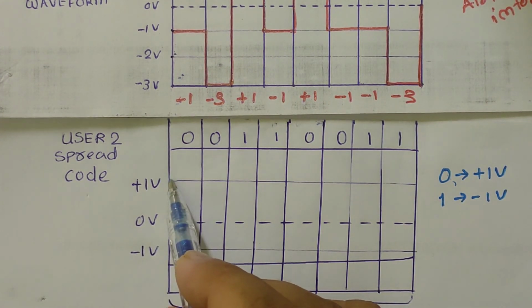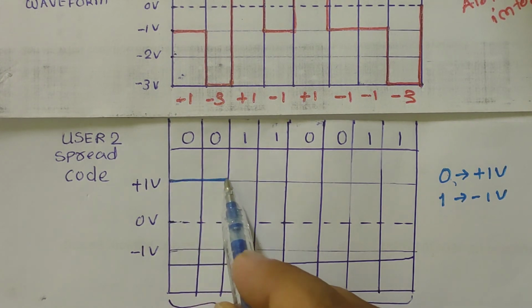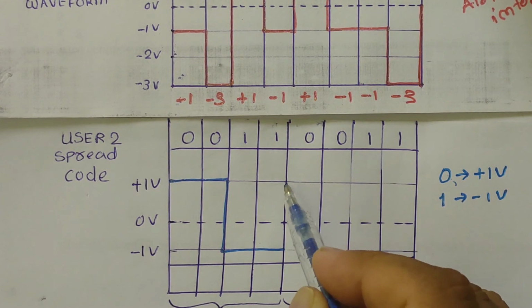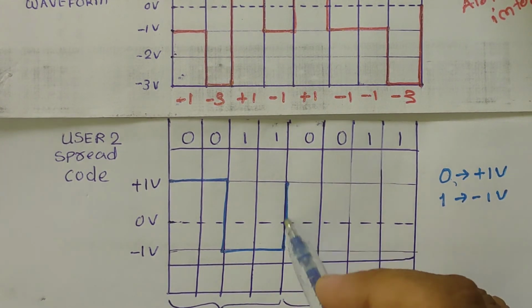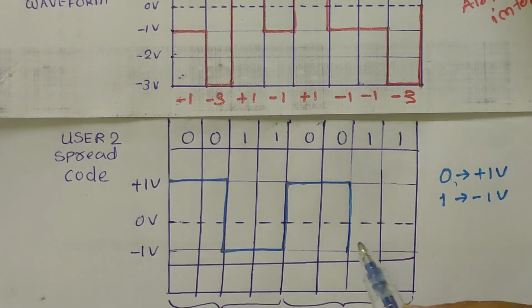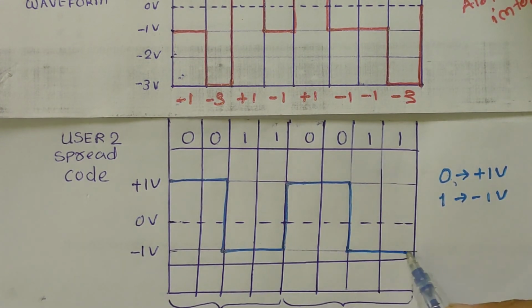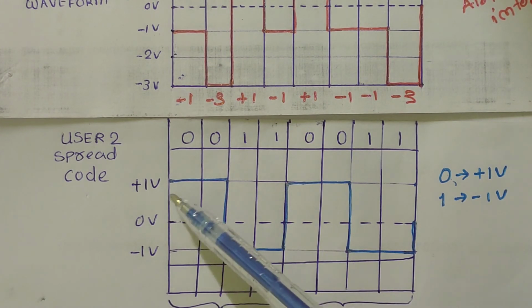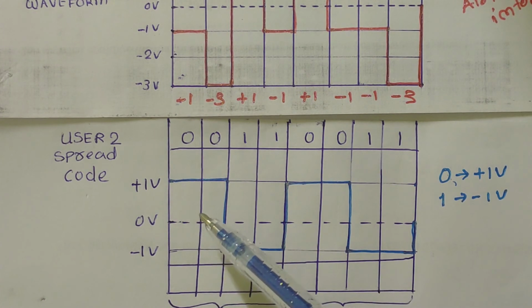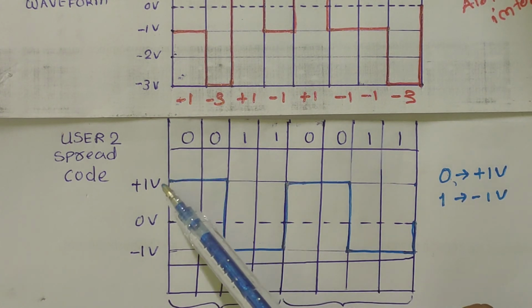So now the waveform for this spreaded code is going to look like this, right? So we'll be having a waveform in this manner. I hope you are getting this, right? So this is my waveform. Now what I'm going to do is simply multiply this waveform value with whatever is the amplitude value. So now let us multiply this.